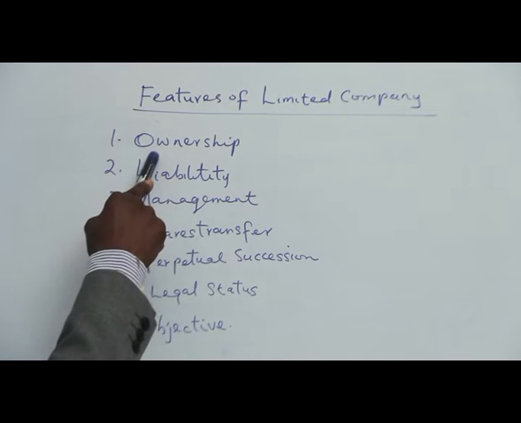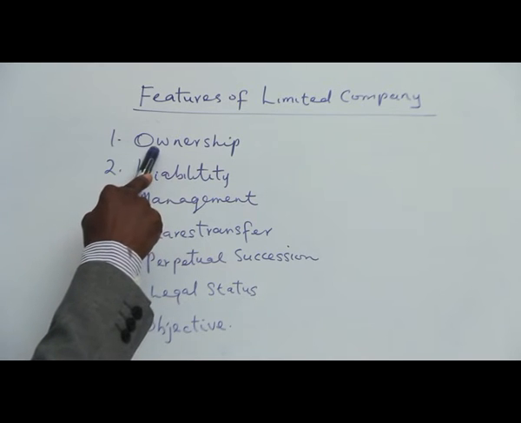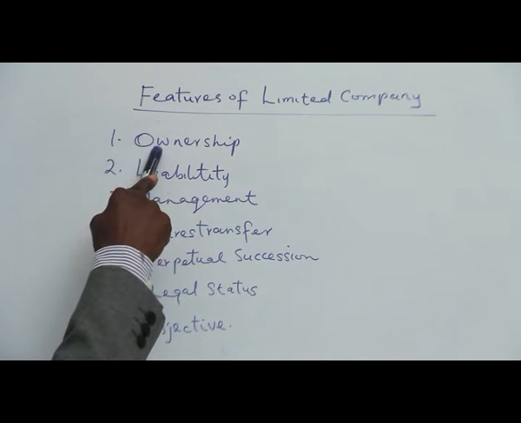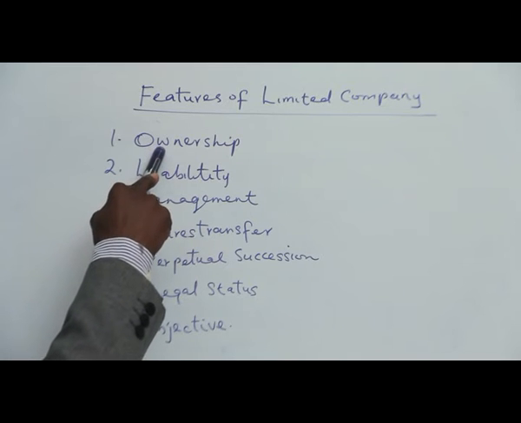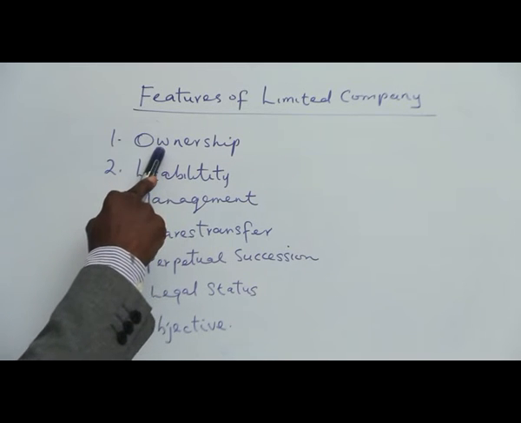But under public limited company, the ownership starts from 7 members without maximum. The maximum can be trillion if they want to be like that. So that's why we call them shareholders.